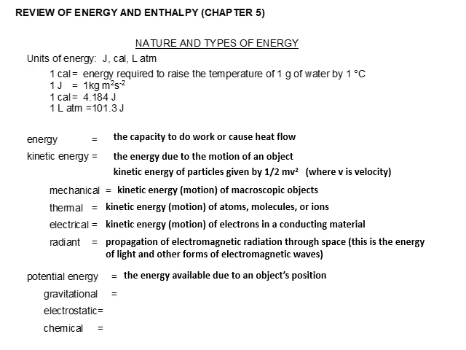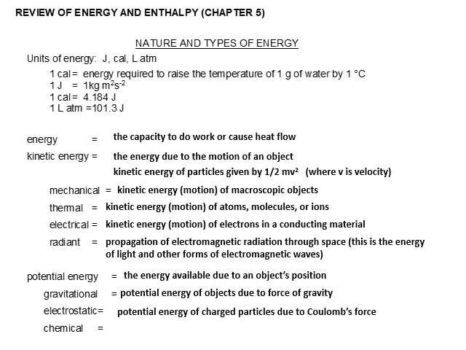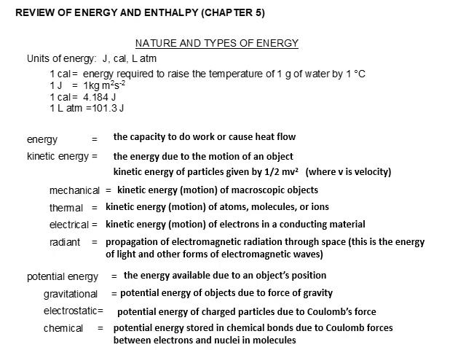Potential energy can also be classified as being due to gravitation, electrostatics, or chemical bonds. Gravitational potential energy is the potential energy of objects due to the force of gravity. Electrostatic is the potential energy of charged particles due to Coulomb's force, the attraction between opposite charges or the repulsion of like charges. Chemical energy is the potential energy stored in chemical bonds due to Coulomb forces between electrons and the nuclei in molecules.